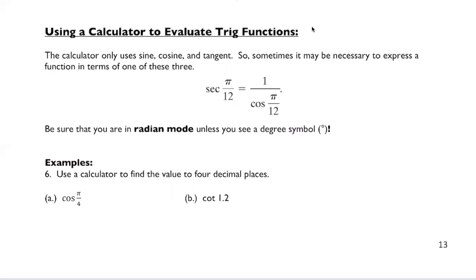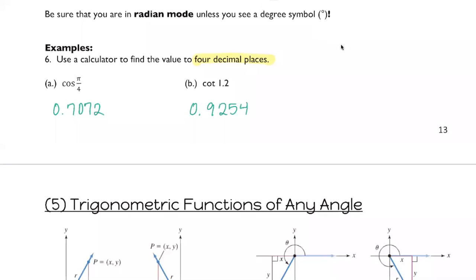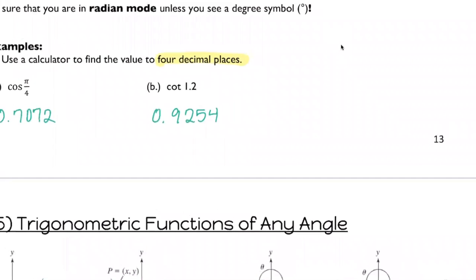Cosine, you have a button for that, but for cotangent, you're going to have to type in 1 divided by cotangent of 1.2. So change your mode, plug those in your calculator. I'll be back in 3 seconds with the answers so that you can check yourself. All right, these are the answers that you should get. One last time, you need to type in 1 divided by tangent of 1.2 to get this answer.